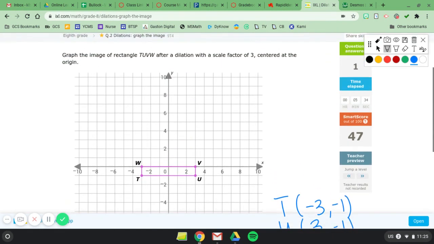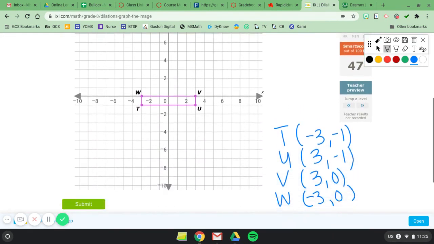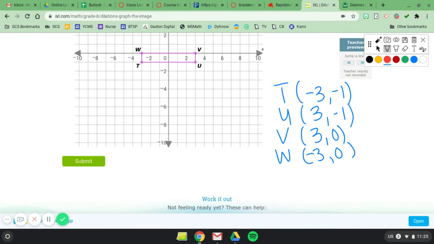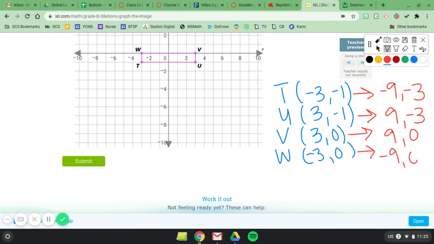So our scale factor for all of these is going to be a scale factor of 3. So remember, we're just multiplying. That's what we do with our scale factor in a dilation. We multiply, and this should get 3 times as big. So T prime is going to go to negative 9, negative 3, just multiplying all of these numbers by 3. U will go to 9, negative 3. V will go to 9, 0. And W will go to negative 9, 0.